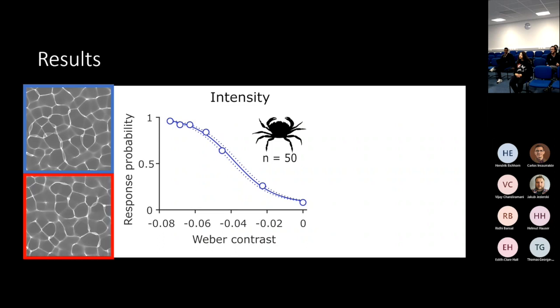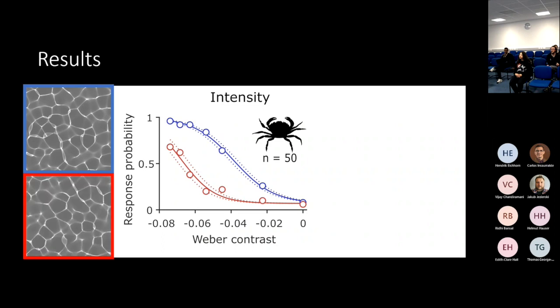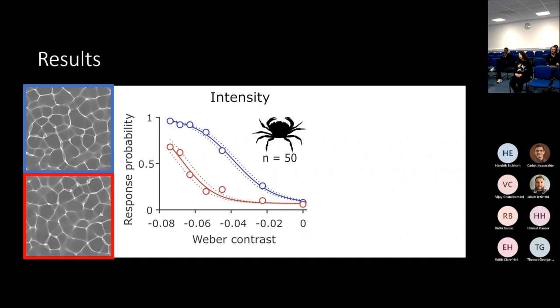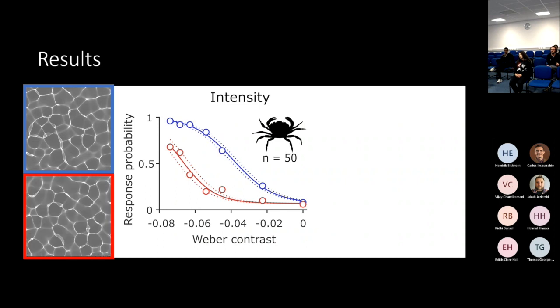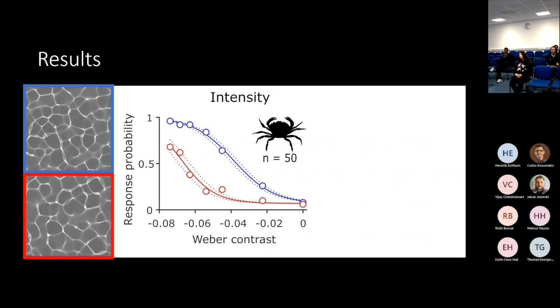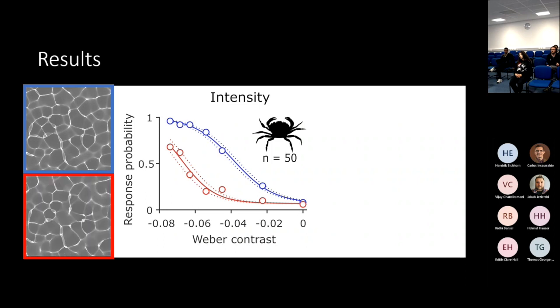If we have a dynamic background, they're much less able to detect that predator in intensity. So in this context, they don't do anywhere near as well when they're trying to see that predator. So that visual noise is diluting their ability to detect the predator.